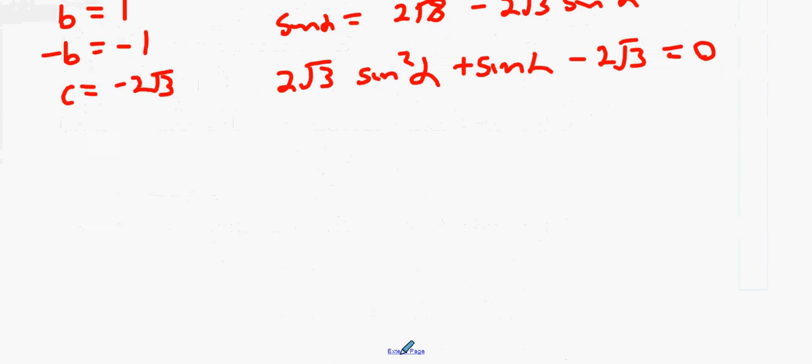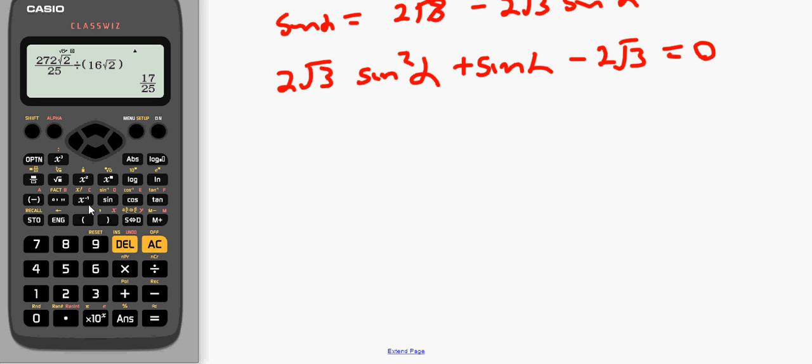Alright, we do the minus b formula. So you put in minus b, so it's going to be minus 1 plus square root of b squared, so that's going to be 1 squared, minus 4 times 2 root 3 for a, minus 2 root 3 for c, and then all over 2 times a, which is going to be 2 times 2 root 3. So that's root 3 over 2, which is a great one.